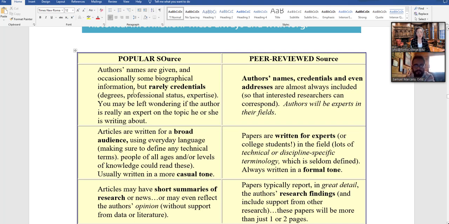The popular source rarely has any credentials, no degrees, no professional status, expertise. You may be left wondering who wrote this article, whereas in a peer-reviewed article, the authors will be experts in their fields, and other authors, also experts in their fields, have already looked at the article before it got published. Popular sources are written for a broad audience, whereas peer-reviewed papers are written by experts, usually for other experts, and always in a formal tone.